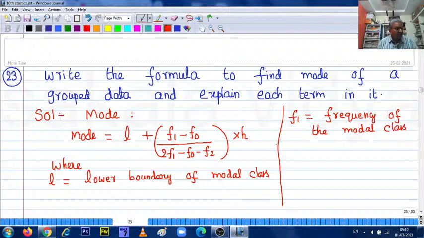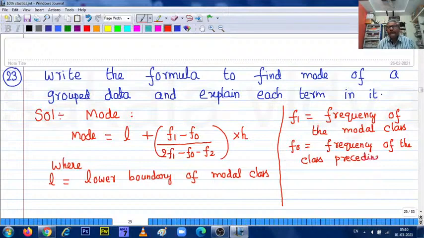Next one is F0. F0 is equal to frequency of the class preceding the model class. Preceding means before.